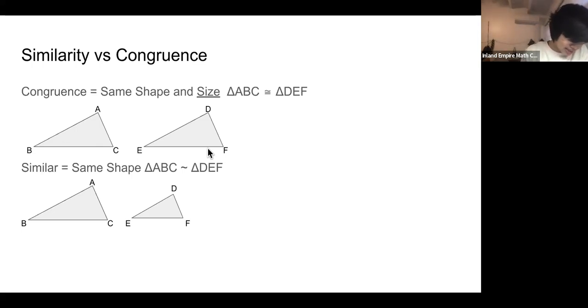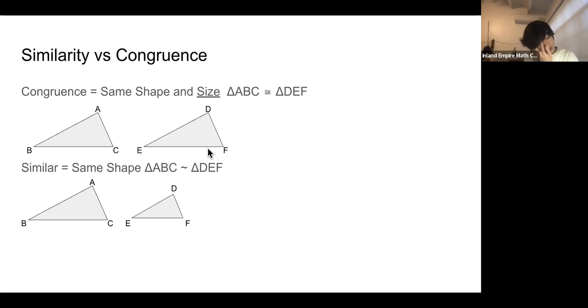Similar actually has a different sort of symbol. It kind of looks like that. So that's what similar looks like. It's this kind of squiggly line. And what similar really means is that it is the same shape, but it's not necessarily the same sides.